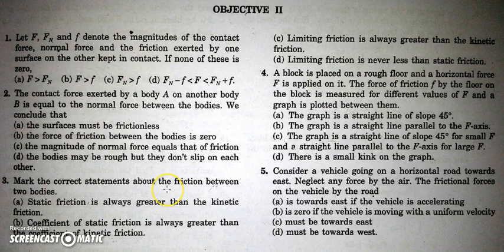Next is: mark the correct statement about friction between two bodies. Static friction is always greater than kinetic friction? No, static friction has a range from 0 to mu s n. So it may be smaller than or greater than also. Kinetic friction is always greater is the wrong answer. So A is incorrect. Coefficient of static friction is always greater than the coefficient of kinetic friction, yes, this is theoretically true. So mu s is always greater than mu k.